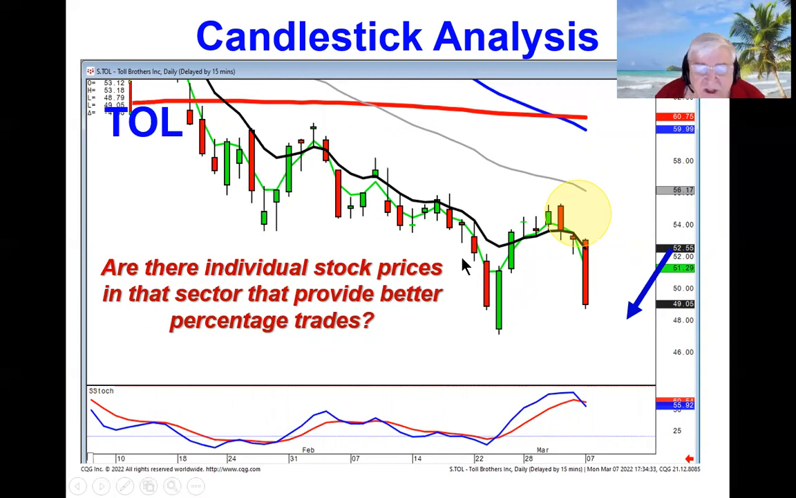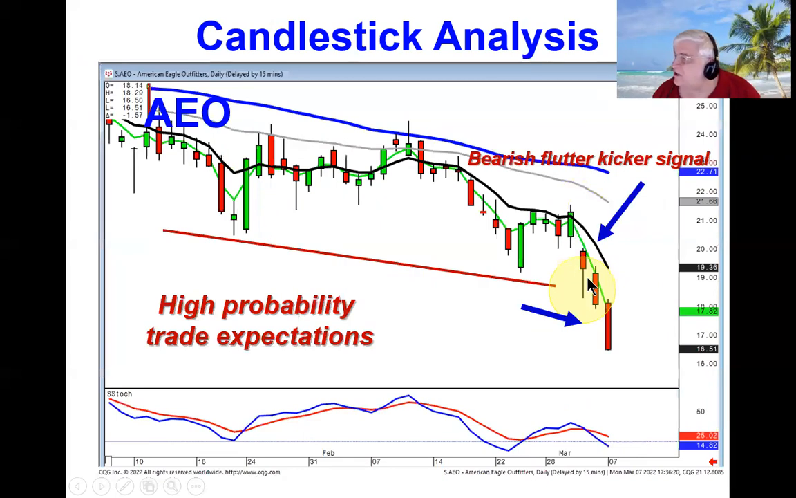The whole point of using candlestick signals is that if we can identify strong sell signals, like a bearish flutter kicker signal, that's kind of confirming a bearish J-hook pattern and telling us if they break through this trend, they're going much further. This is what allows us to be in high probability trade expectation setups.